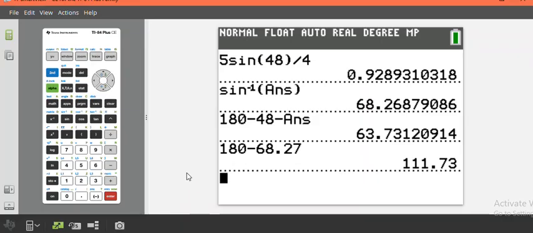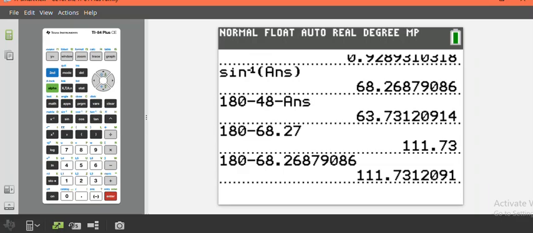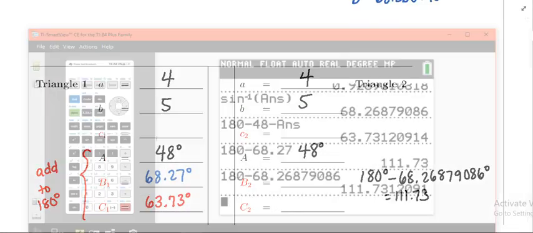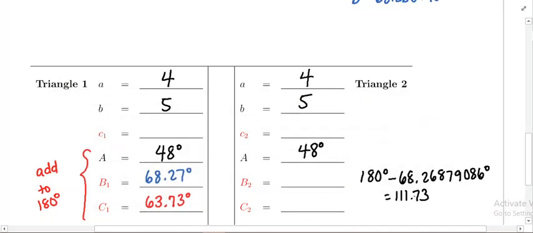So if I go back to the calculator and I punch this in, and I'm doing this for accuracy, like I said, here is what we would get. We already know the rounded answer, but this is 111.73, 12091. So I'm going to go ahead and round this to 111.73 degrees.